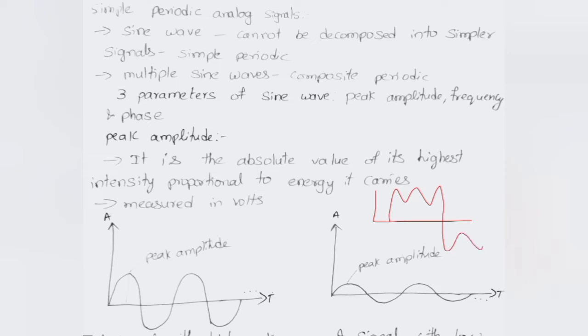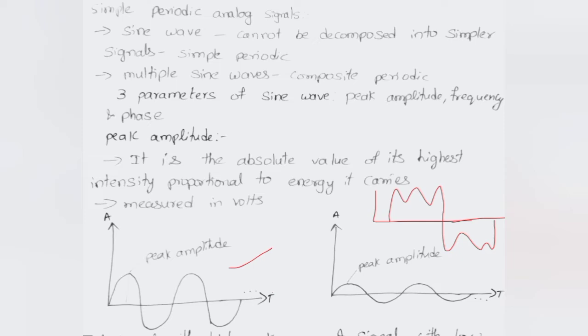So the composite periodic signal will be in this format. Here you can decompose the given composite periodic signal into multiple sine waves. But in the case of a simple periodic analog signal, that is a sine wave, we cannot decompose the given sine wave into simpler signals.